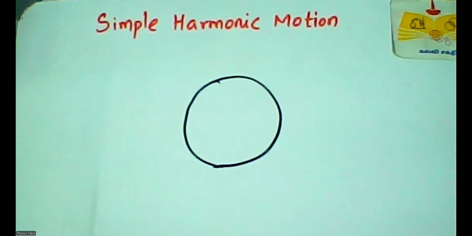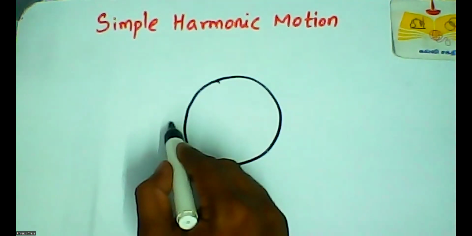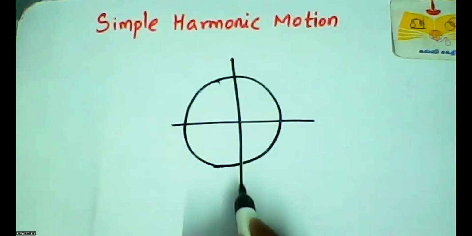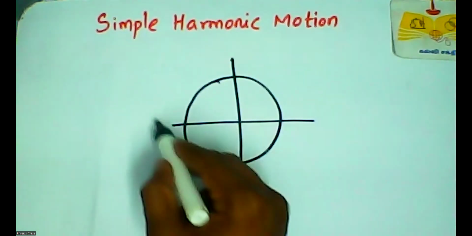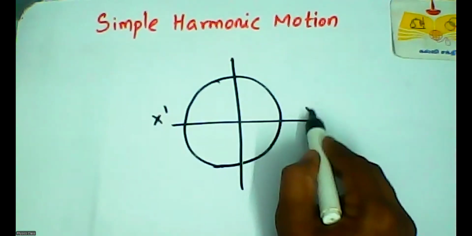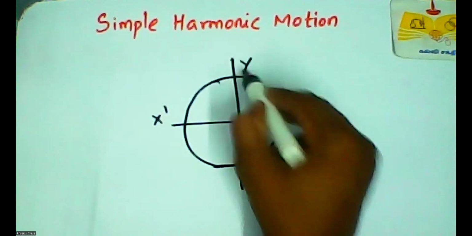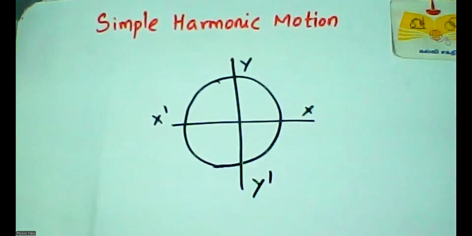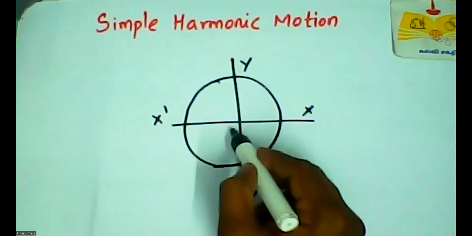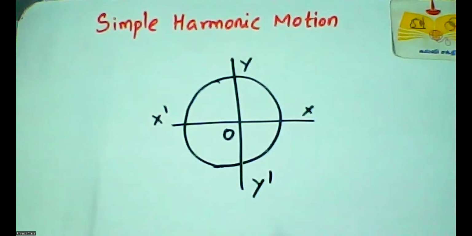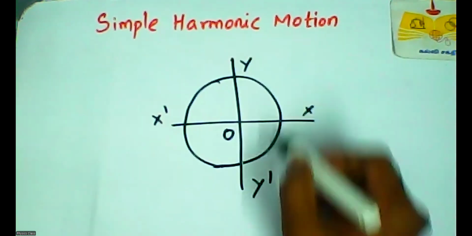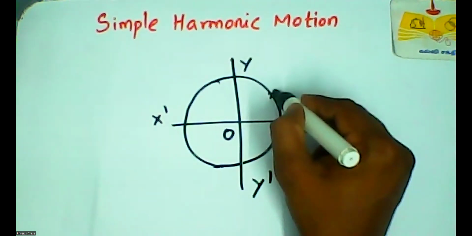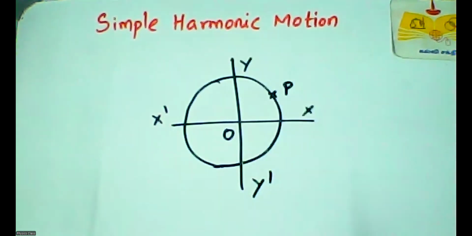Suppose, first of all, we will draw the axes. Here is X dash, here is X, here is Y, here is Y dash. Here is the origin. The object goes in circular motion, so I can take the object as P, at position P.